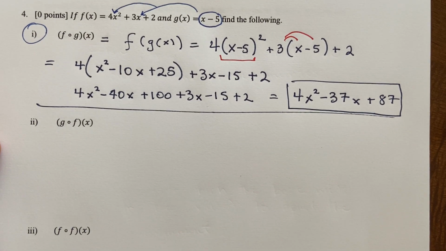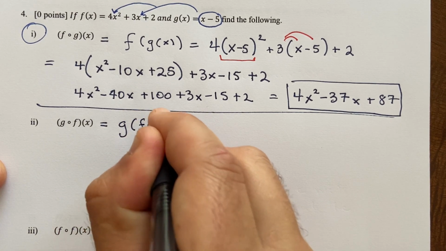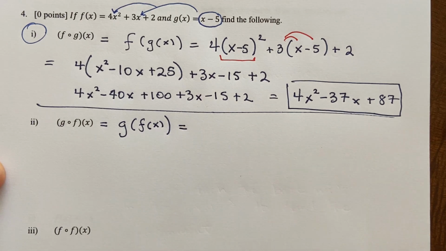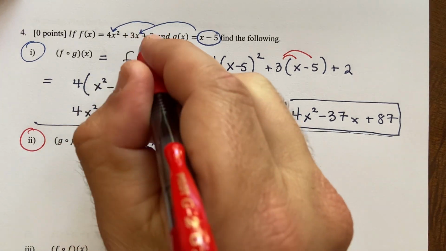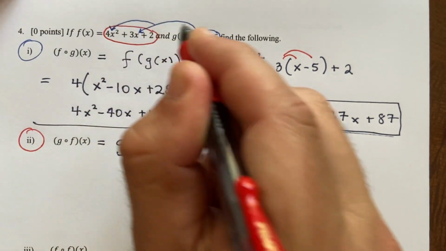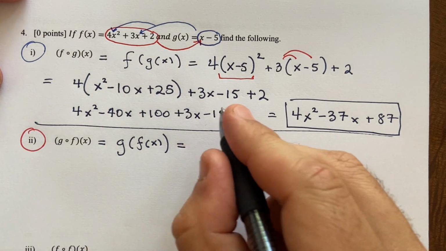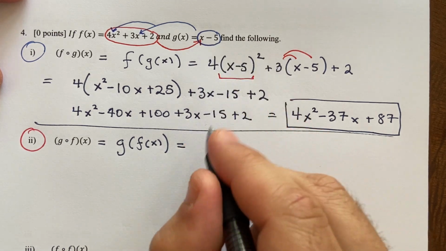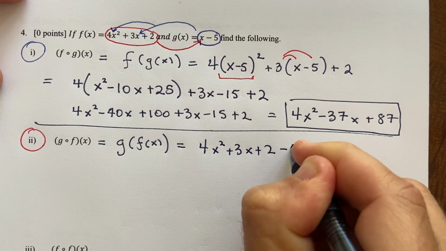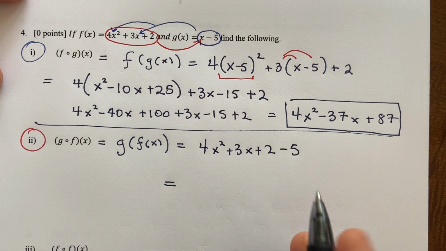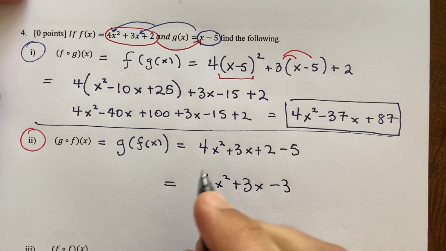What about going the other way? So g of f, this would be the same as g of f of x. So for this one, I'm going to take this rule and plug it in over here. So I would have, instead of x minus 5, I'll have 4x squared plus 3x plus 2 minus 5. So that would be the same as 4x squared plus 3x minus 3 in simplified form.